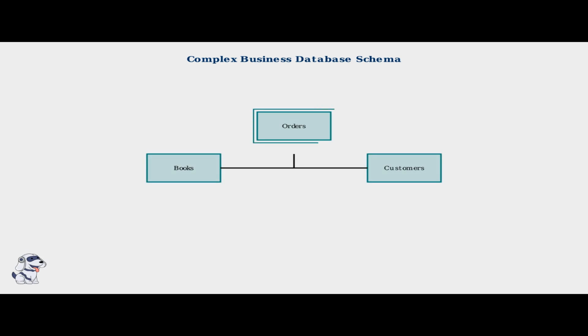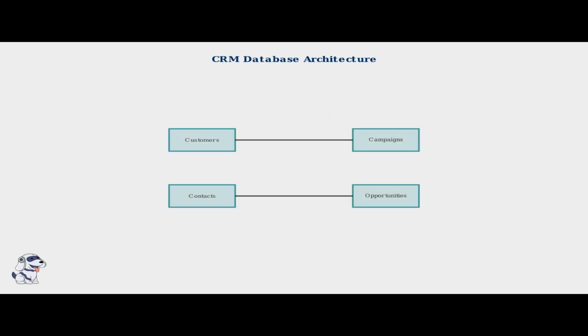Let's examine a complex database schema from a real business system. This entity relationship diagram shows how multiple tables work together to manage books, DVDs, customers, and transactions in a retail environment. Customer relationship management systems rely heavily on well-structured databases.